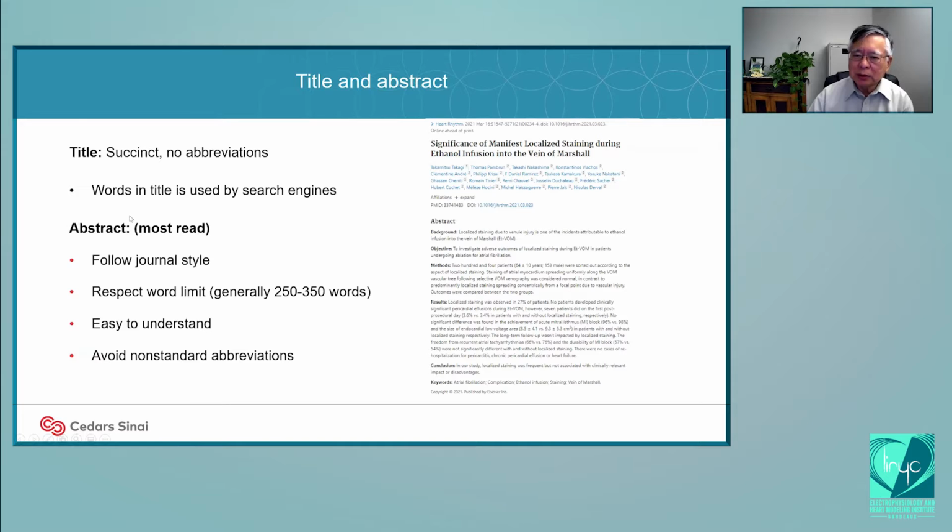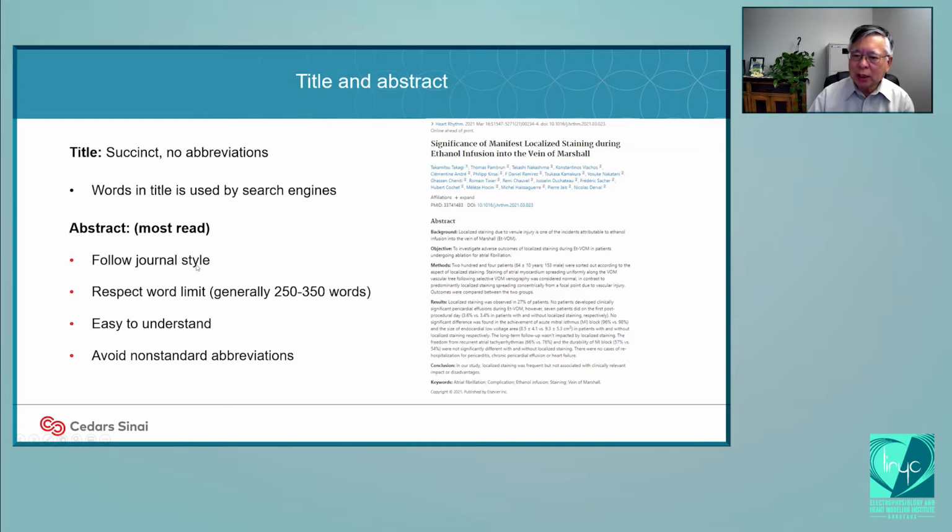Now, the other important portion of the paper is the abstract. So here is an abstract of the paper. Different journals have different styles. In many journals, especially in cardiology, there are background, objective, methods, results, and conclusion. In Circulation, for example, there is no objective; it just has background, methods, results, and conclusion.